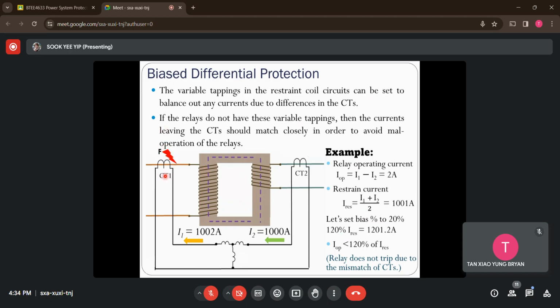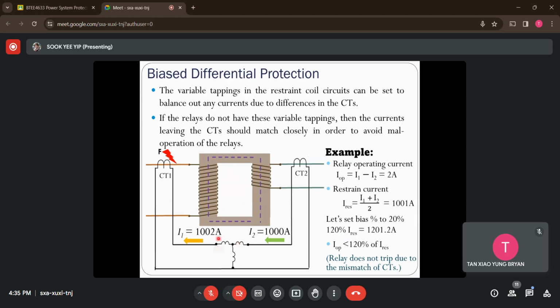So now the measured currents at the primary side: this first current transformer gives me a measured current of 1002 ampere, and then the second current transformer measures the current at 1000 ampere. Okay, so if we do the difference, obviously the current is 2 amp, which is more than 0. If I'm using the ordinary differential relay, this 2 amp will cause it to operate, in the event I have a healthy transformer but with an external fault.